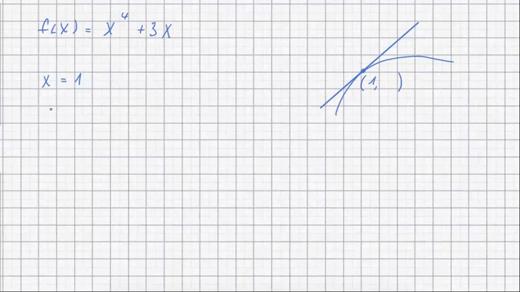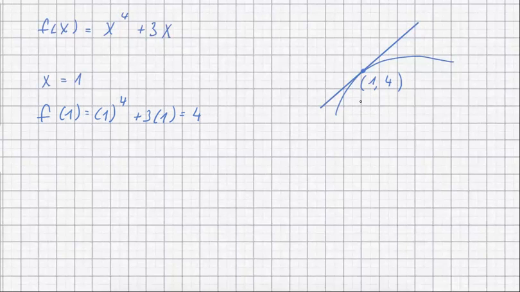Yeah. So we do f of 1 equals 1 to the power of 4 plus 3 times 1, which is 4. So we know it's (1, 4). Oh, because 1 to the power of 4 is 1 times 1 times 1 times 1. Oh, okay, fine. So it's 1 plus 3, which is 4. Got it. Okay. Easy enough. Yeah. And now continue reading.